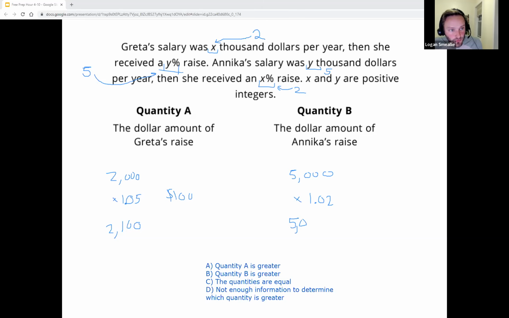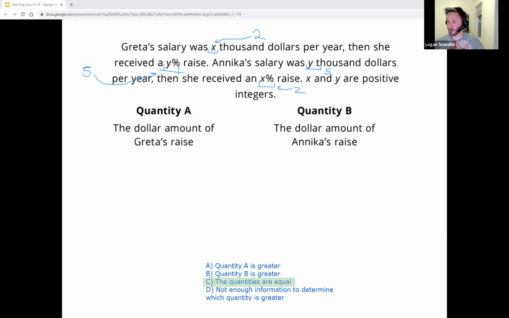5,100 would be what I get from this if you bring that to your calculator. Again, I have a $100 increase. Why does this keep happening? Why, surprisingly, is the answer C? I'll show you.